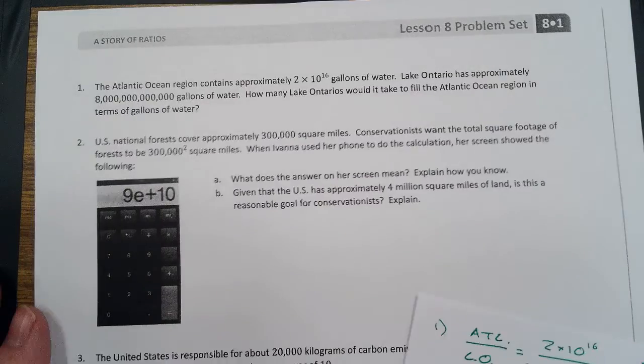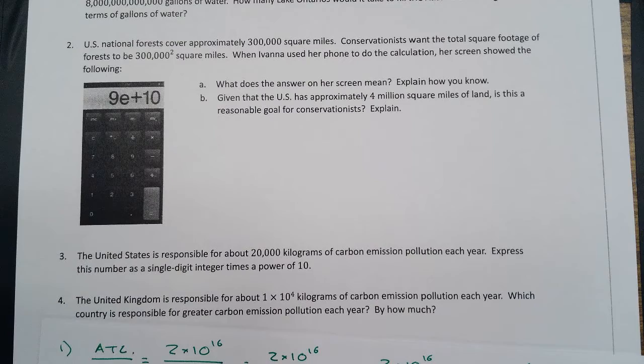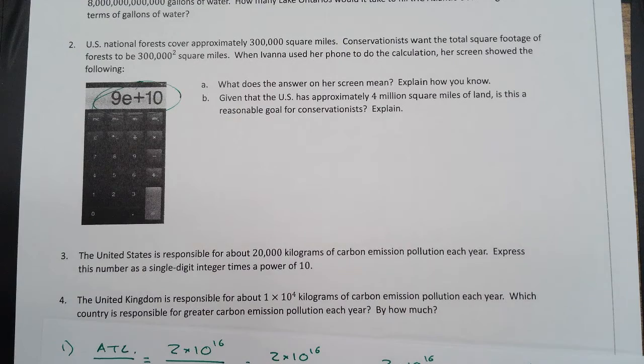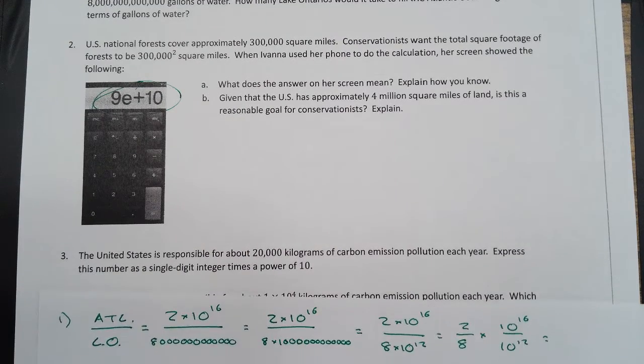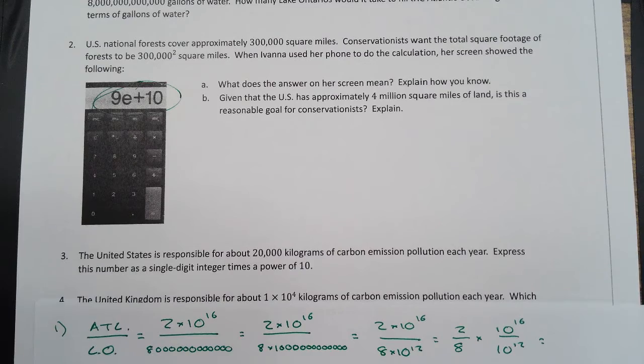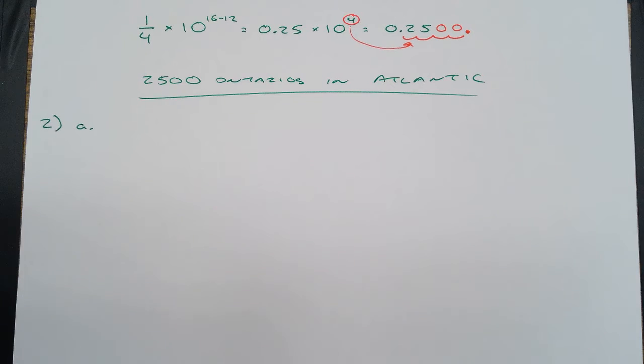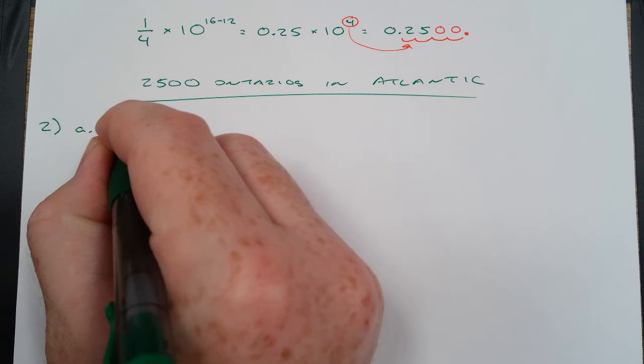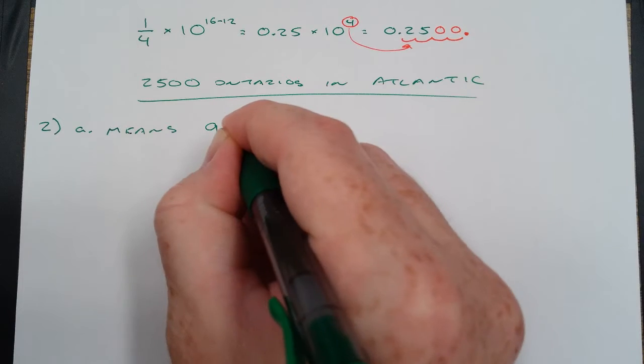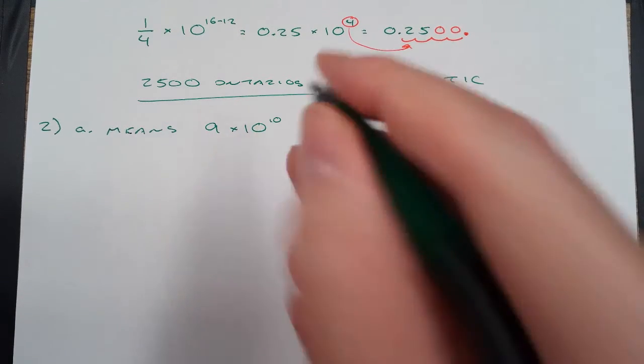Moving on to number 2. The U.S. National Forests cover 300,000 square miles. Conservationists want the total square footage of the forest to be 300,000 squared miles. When Ivana used her phone to do the calculation, her screen showed this. What does that answer mean? Well, okay. Number 2, part A. That 9e plus 10 means 9 times 10 to the 10th.